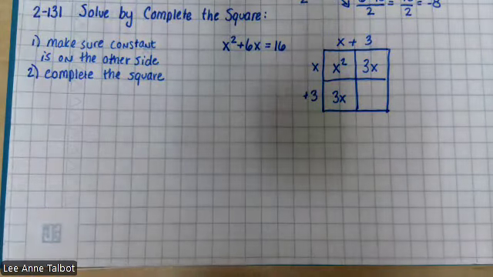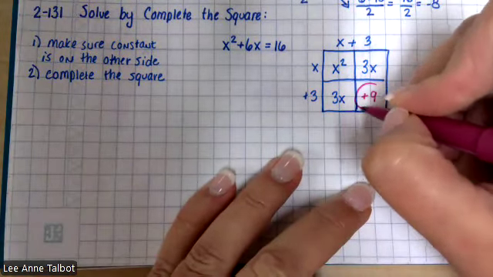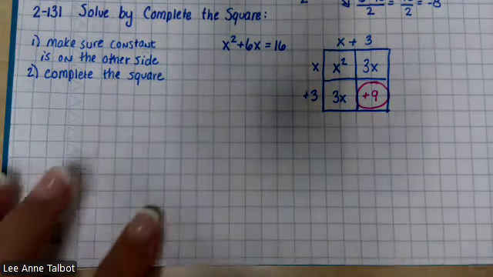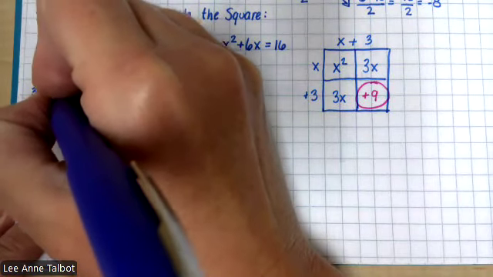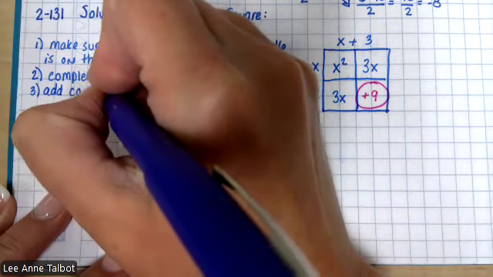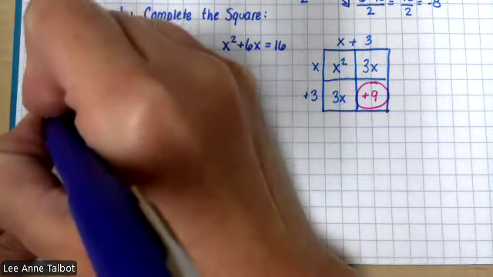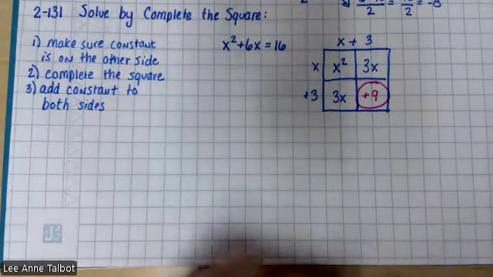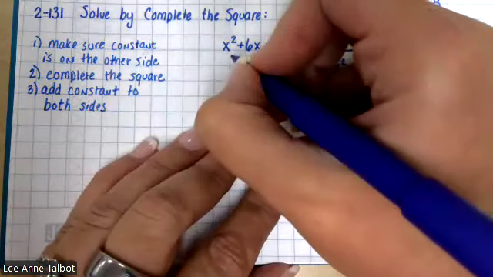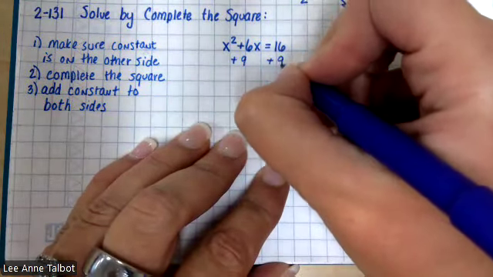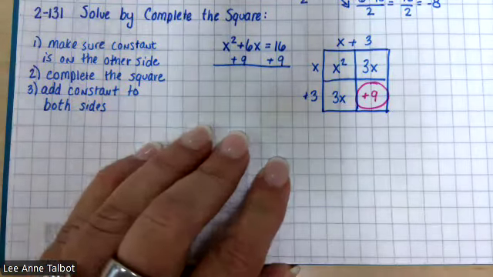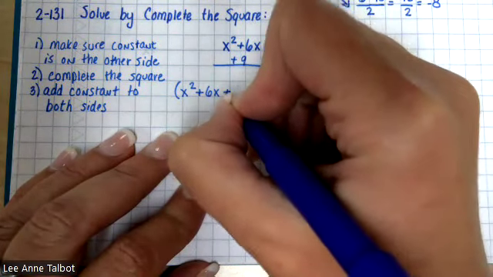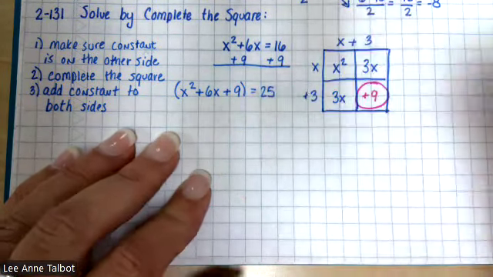And this is where you find the constant of 9. Then you add the constant to both sides. So plus 9, plus 9. And this side is x squared plus 6x plus 9 equals 25.